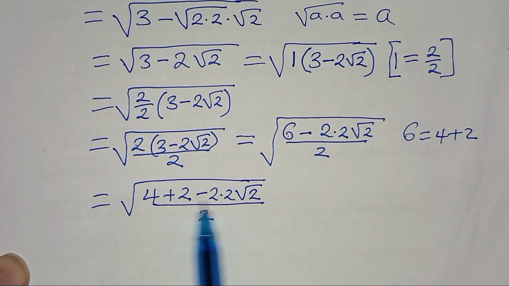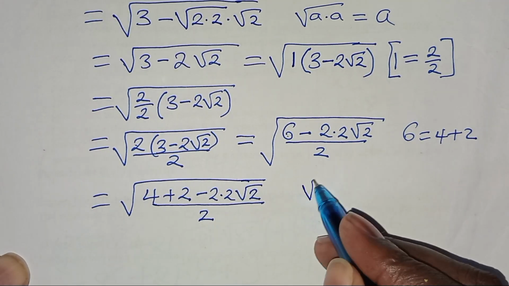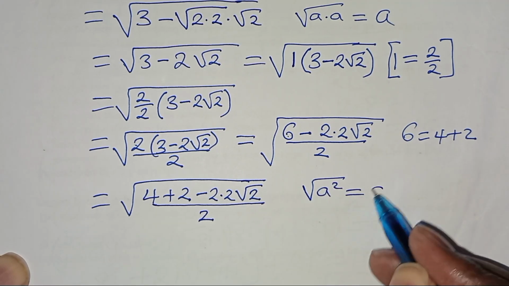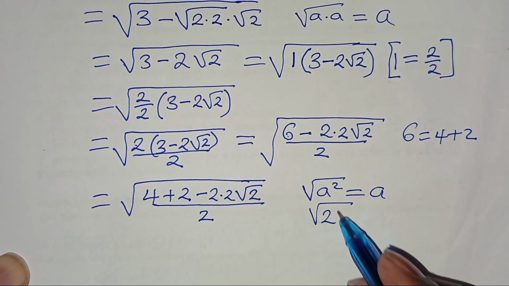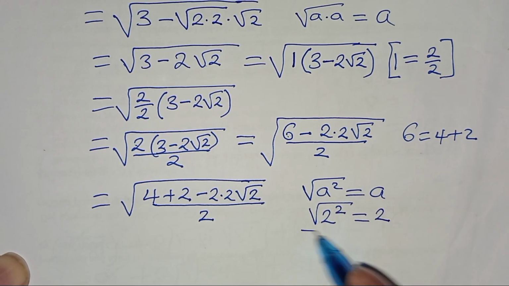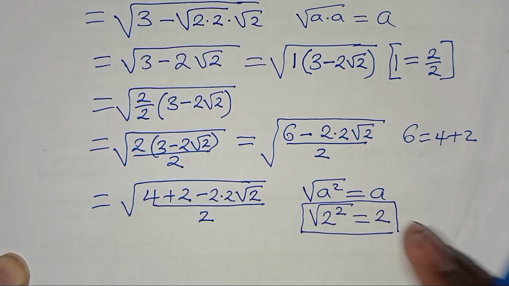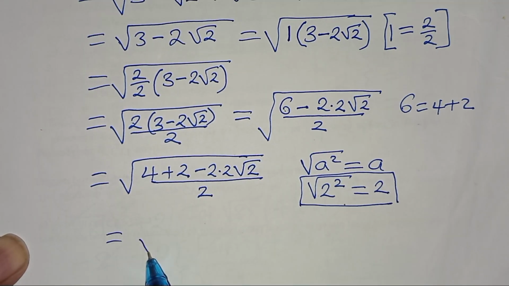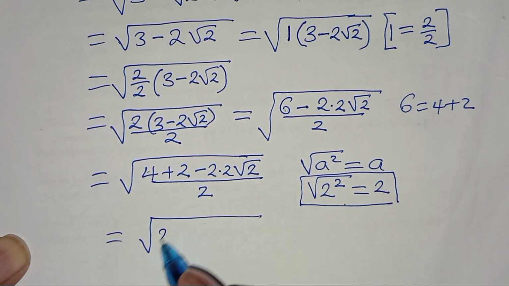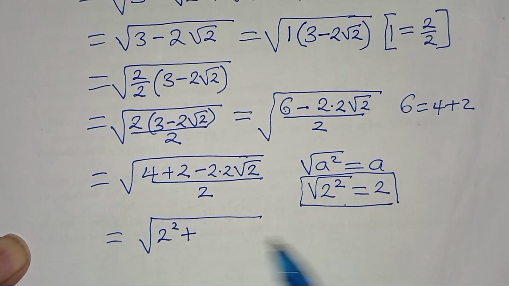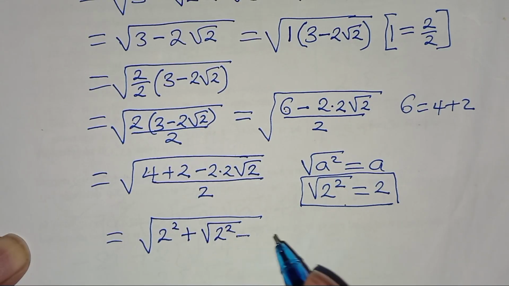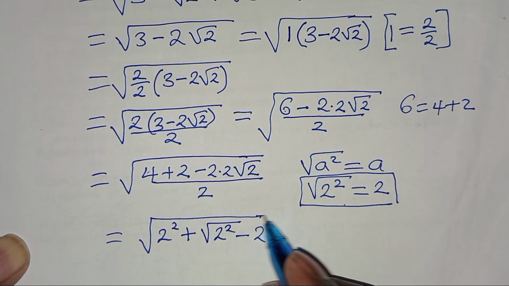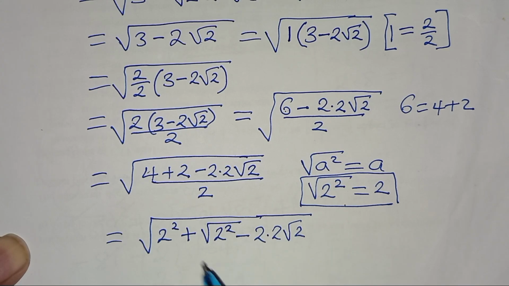Now if you have the square root of a squared, this is the same thing as a. So we can express 2 as the square root of 2 squared. This is the same thing as 2. Let's substitute this quickly. So here we'll have the square root of 4 can be expressed as 2 to the power 2, plus square root of 2 squared, subtract 2 times 2 square root of 2 divided by 2.